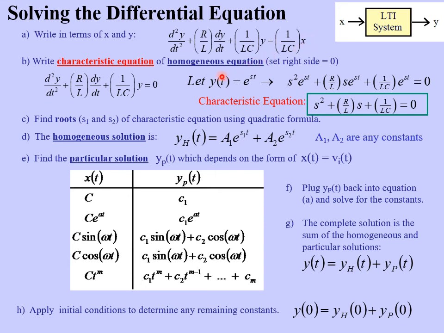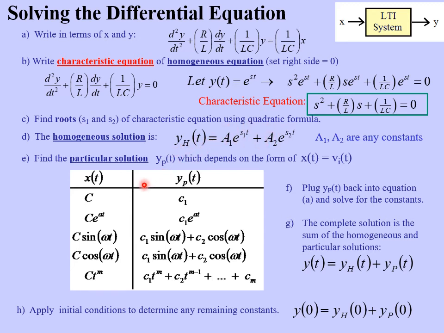So, to solve this, we start by finding the characteristic equation. And remember, all we have to do is set the right side equal to 0. And then by inspection, I can write the characteristic equation as s squared plus R over L times s, first derivative, plus 1 over LC equals 0. And so that's what's shown here in the box. And then, depending on what the values of R, L, and C are, we could use the quadratic formula to find the roots of this equation here, which would be s1 and s2, and we can put those into our homogeneous solution here, y sub h.